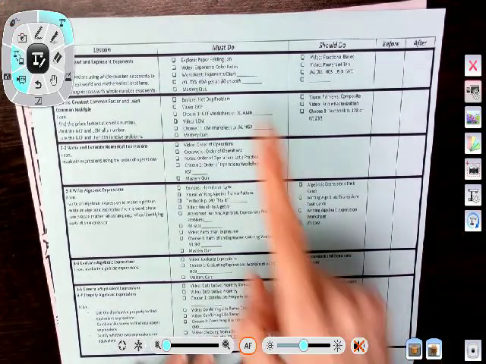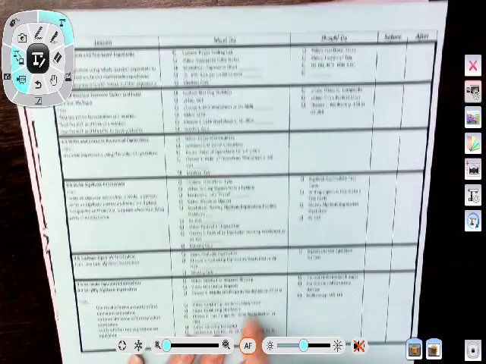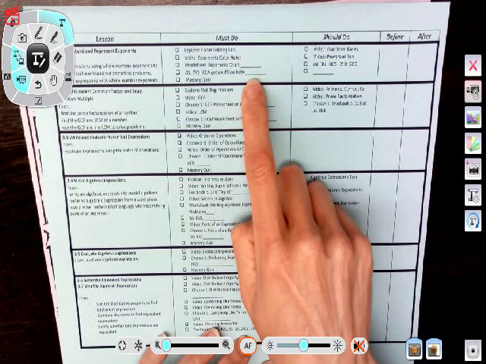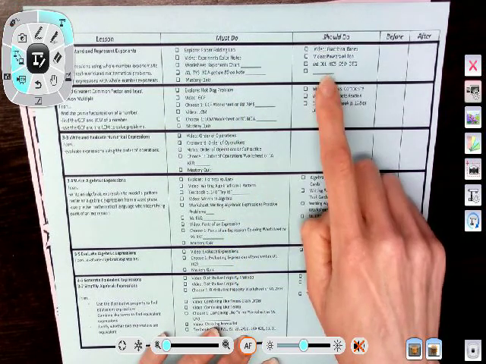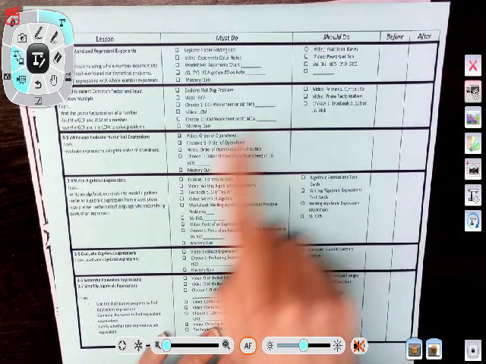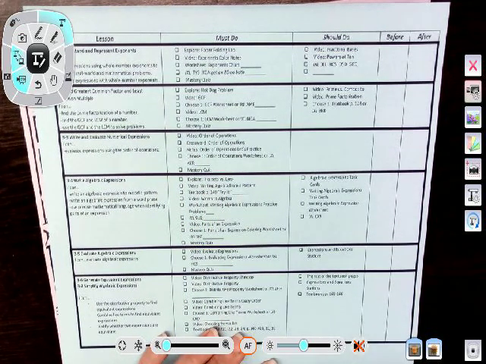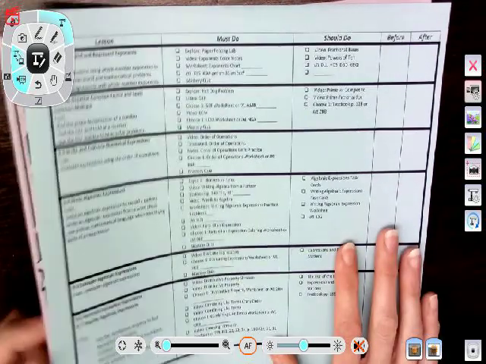Okay? Anything in the must-do column, you must do. If there's a line next to it, you have to have a teacher initial it before you go on to the next thing. All right? So this is your new topic 3 blue sheet.